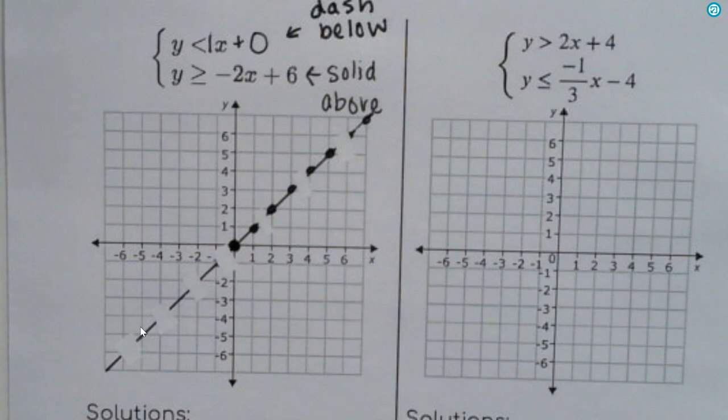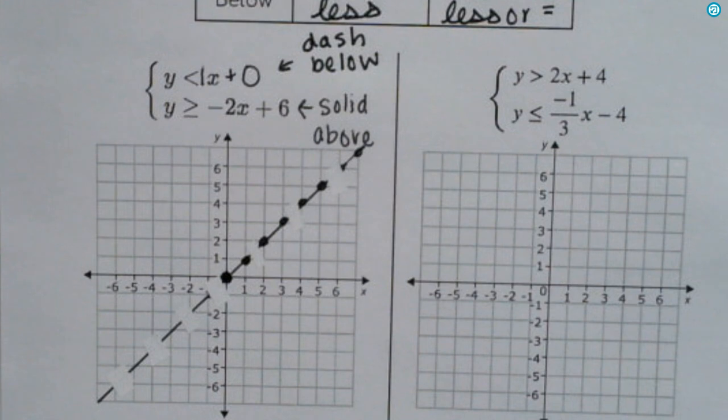It needs to be a dashed line, not a solid line. I messed up. I got so excited about doing it all the way across my graph, I messed up. I did. Okay, so now we need to shade everything below that line. Don't do it yet.